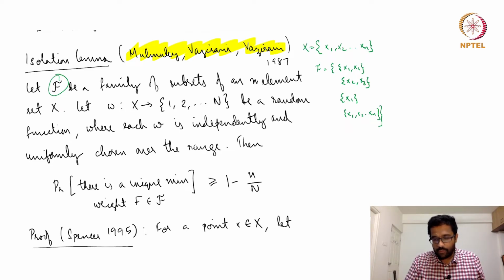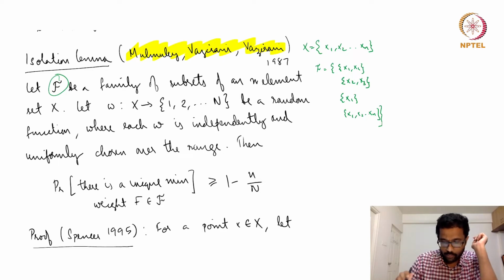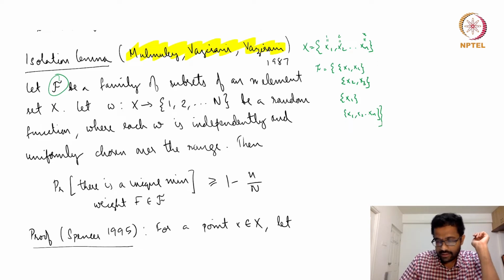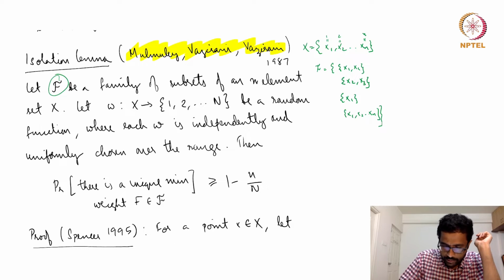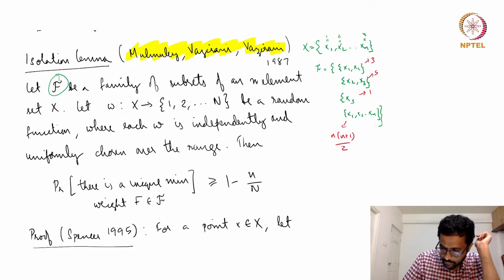Now let's say there are weights assigned to each of these elements. Let's say x1 is assigned a weight w1, x2 is assigned a weight w2. So for simplicity, let's say x1 is assigned weight 1, x2 is assigned weight 2, and so on up to xn is assigned weight n. In this case, the set {x1, x2} has weight 1 plus 2, which is 3. {x2, x3} has 2 plus 3, which is 5. {x1} alone has 1. {x1, ..., xn} will have n times (n plus 1) by 2. Just for the sake of an interesting example, let me say this is x3.